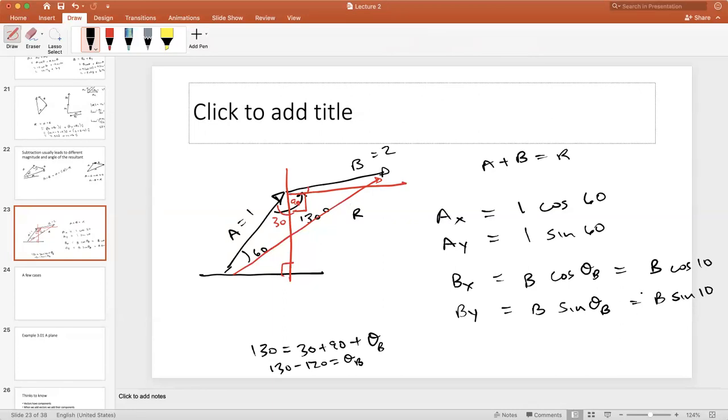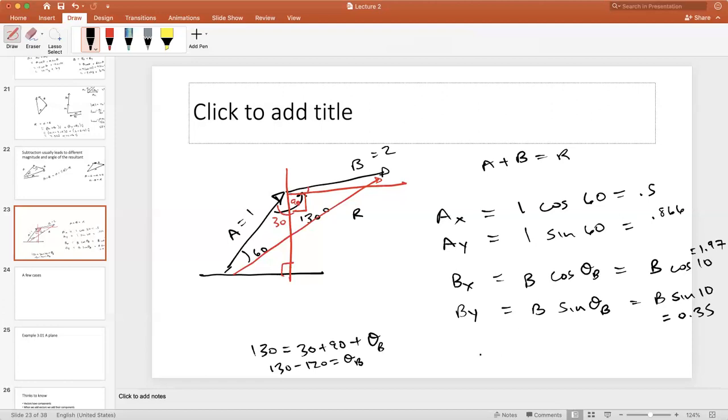Let's make sure we're correct. I said that B was 2. So 2 cos 10 is 1.97. This is 1.97. And 2 sine 10 is 0.35. And for A, cos 60 is a half, 0.5, and sine 60 is 0.866.